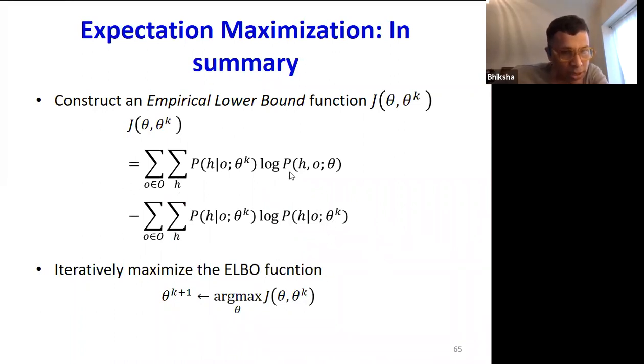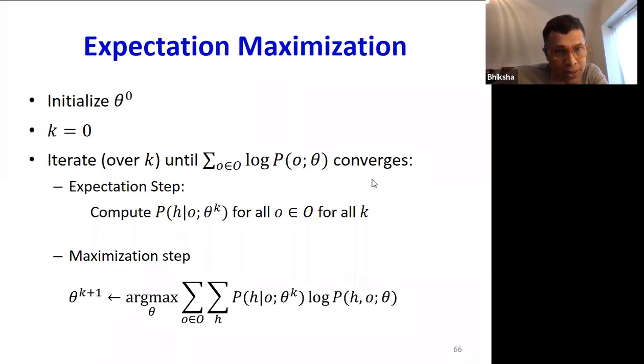There's a second term, a constant term. So this is the entire ELBO, but it's sufficient to maximize the first one because the second is not a function of theta. So this is what we will maximize, and repeatedly maximizing this is guaranteed to find you some kind of a local maximum. So that's your expectation maximization algorithm.